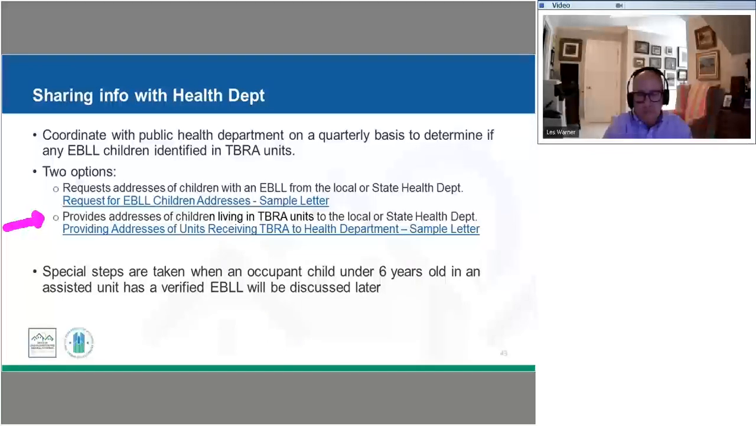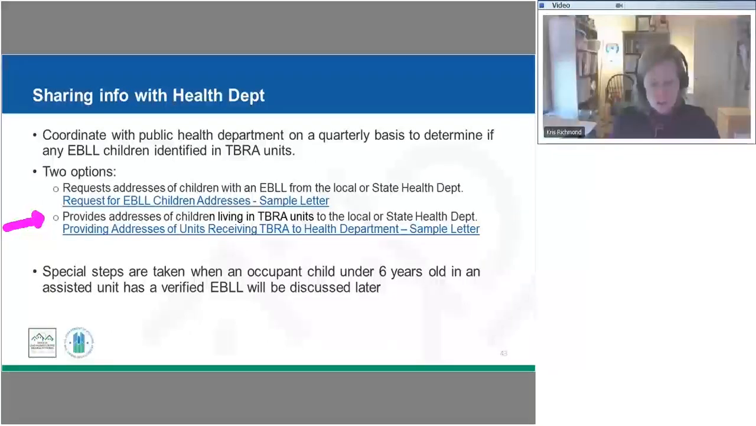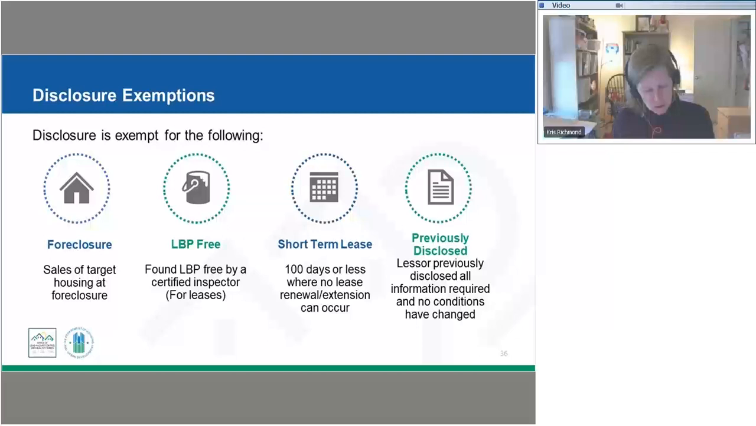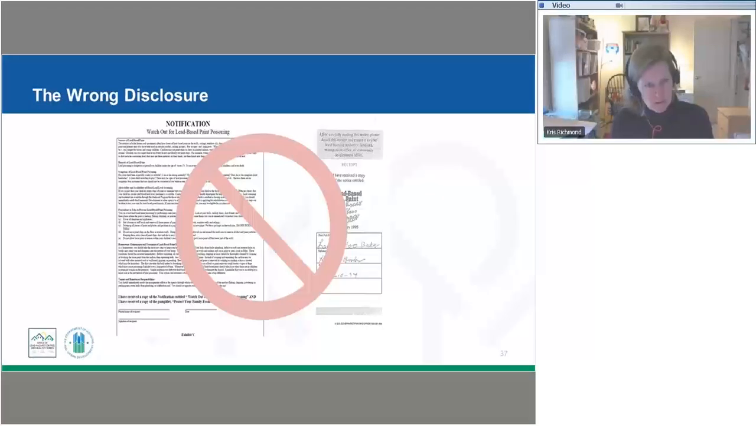And then we also had a question come in about what's exempt from the disclosure rule. So we talked about disclosure. Where did we talk about disclosure? Like around slides 35, 36, 37 is when we talk about when it's exempt.